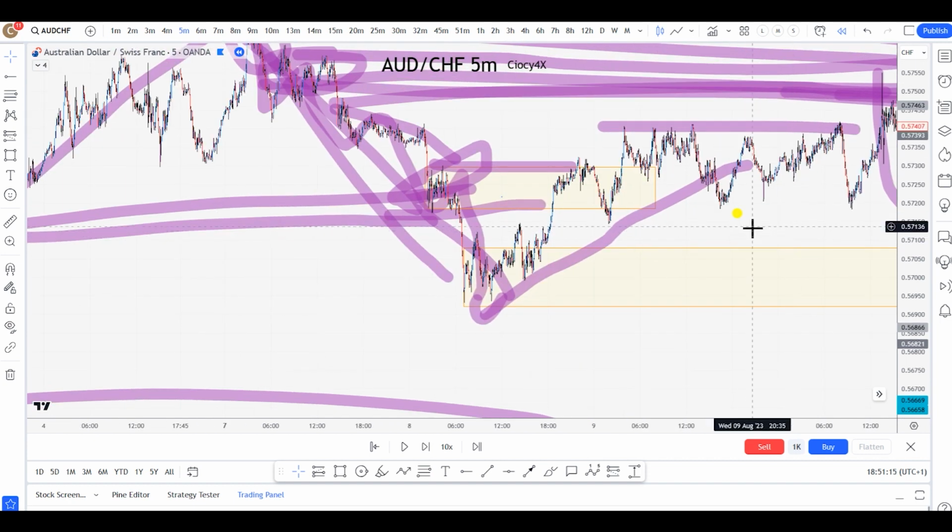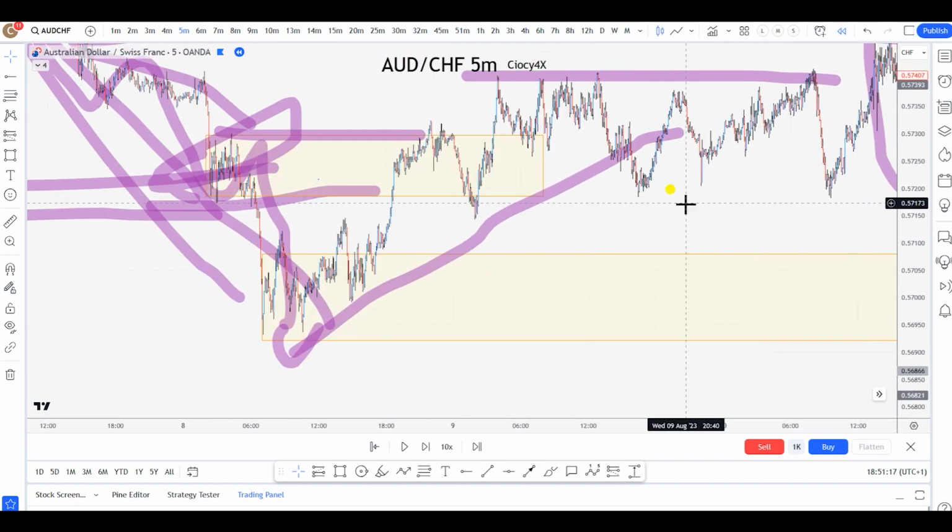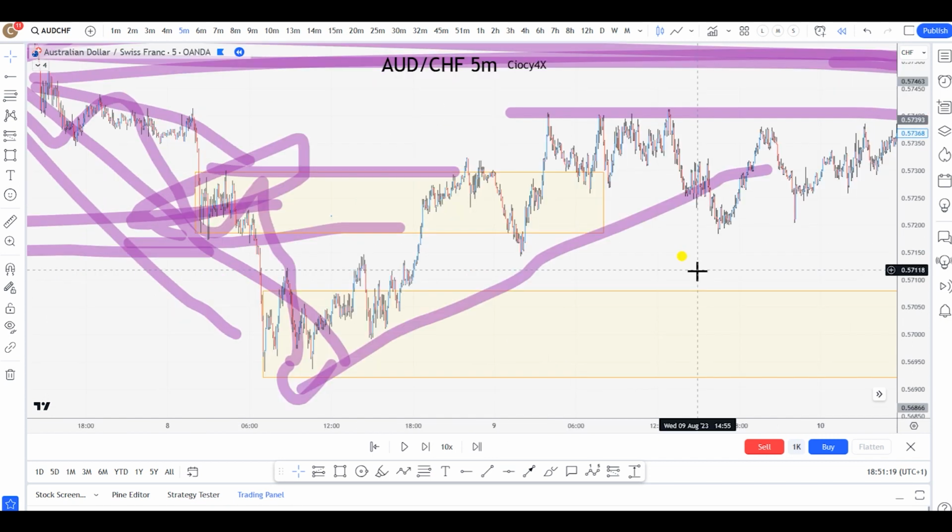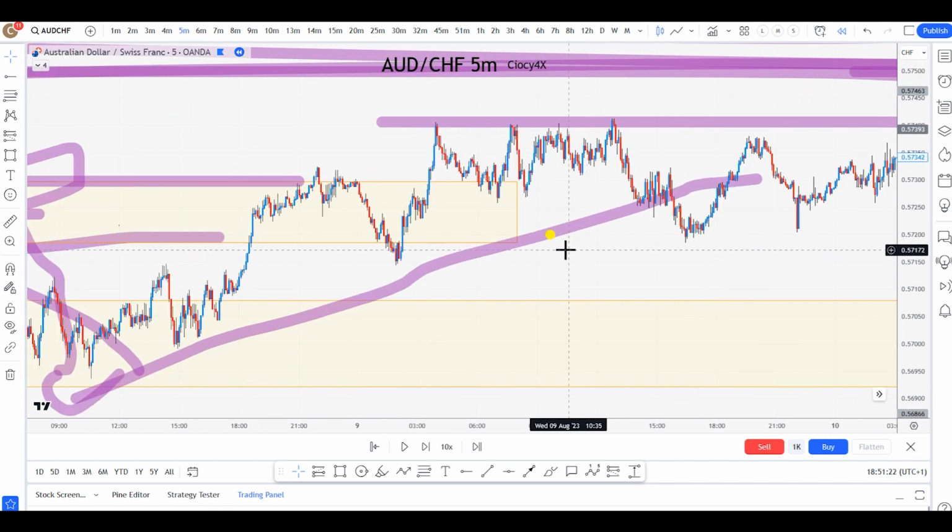Check this out. What do you know? You know that price gets to the supply, you wait for lower time frame confirmation. So we are in 5 minutes. What can you see? Nothing. Price comes here. High, low, high, low, high, low, nothing. Boom, it breaks to the upside. Breaks to the downside. Yeah, you can take that.